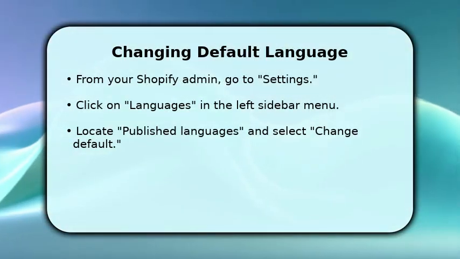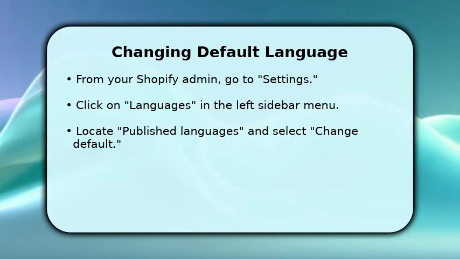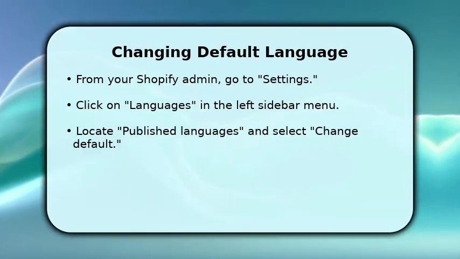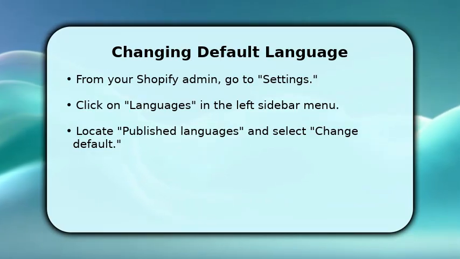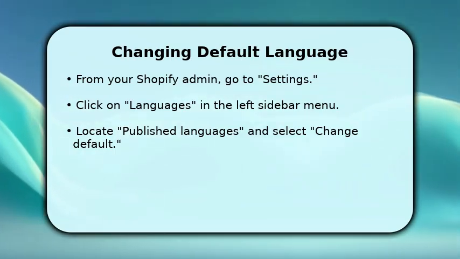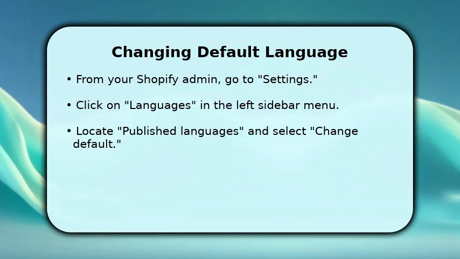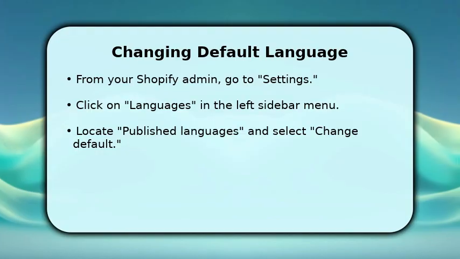To begin, log into your Shopify admin panel. On the bottom left corner of your screen, you will find the Settings option. Click on it, then navigate to Languages from the sidebar. In the Published Languages section, click Change Default next to your current language. A drop-down menu will appear, allowing you to select your preferred new default language. Remember to click Save to apply these changes.